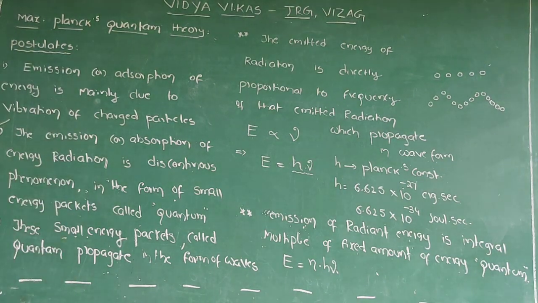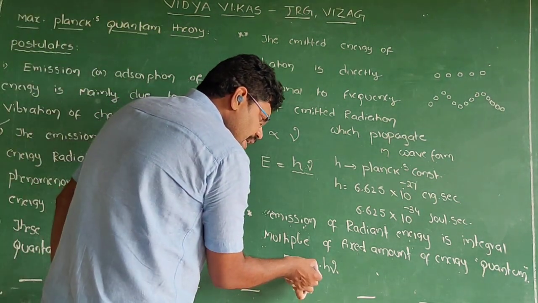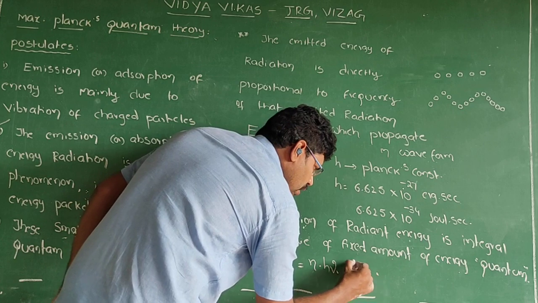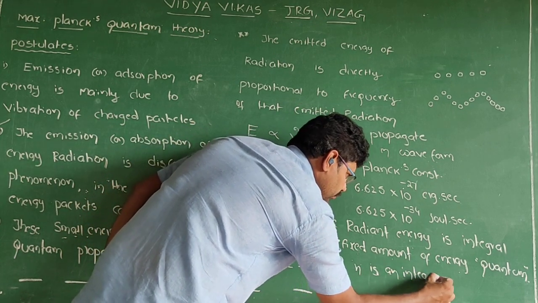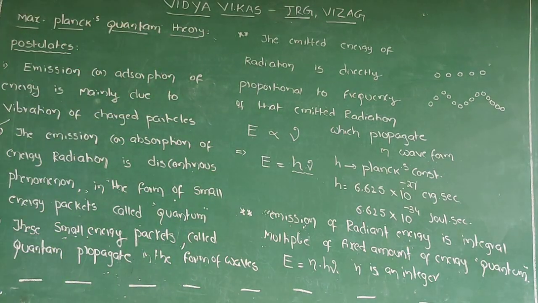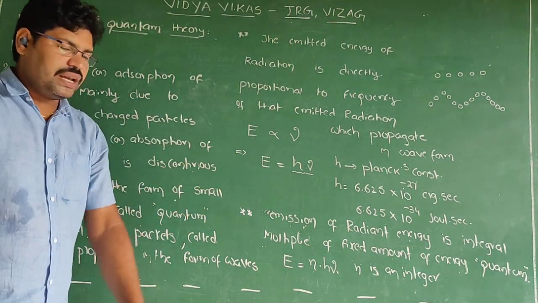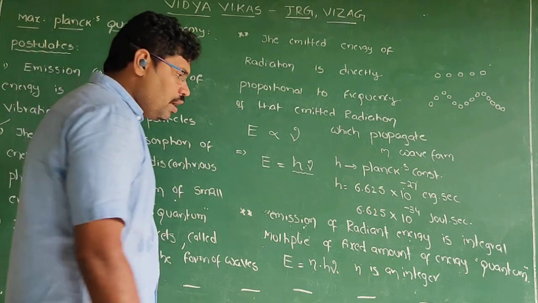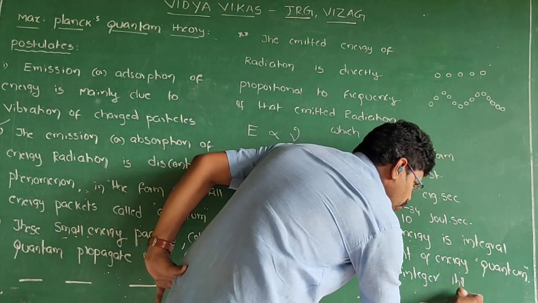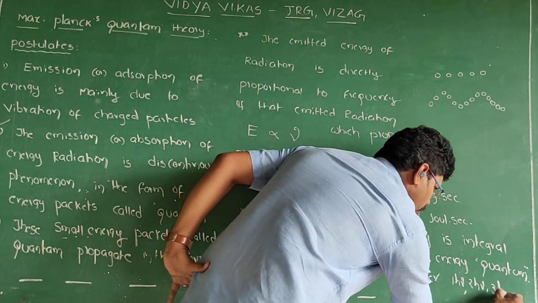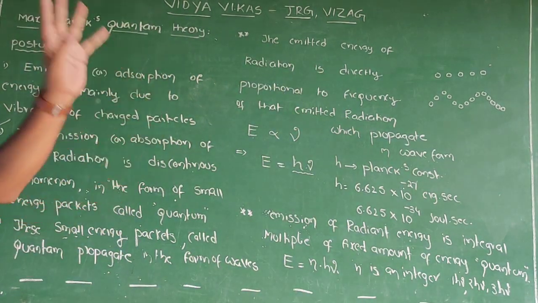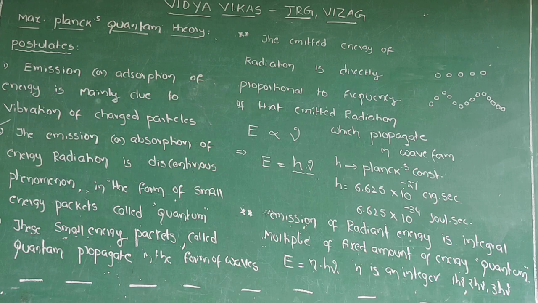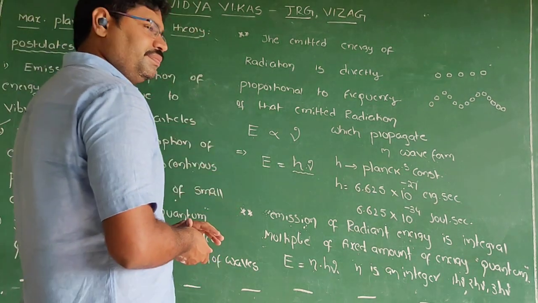Is it clear? What is n for here, dear students? Here n is simply an integer, dear students. n is an integer. Okay, 1, 2, 3, 4, 5, 6 like that. Okay, now means, dear students, 1 h nu, 2 h nu, 3 h nu, like that. Keep in mind. This is another important postulate what we discuss with respect to Max Planck's quantum theory.